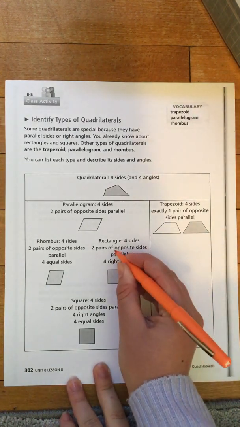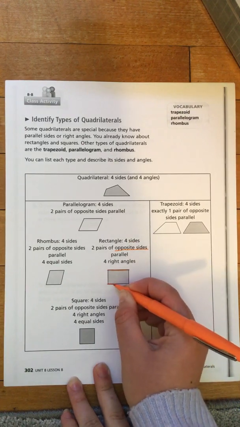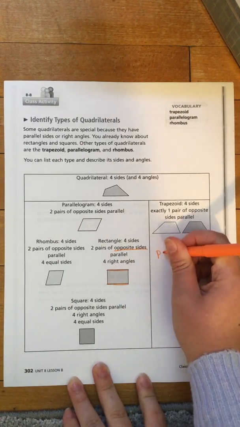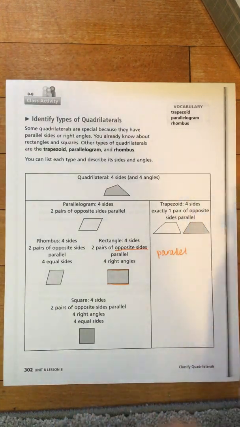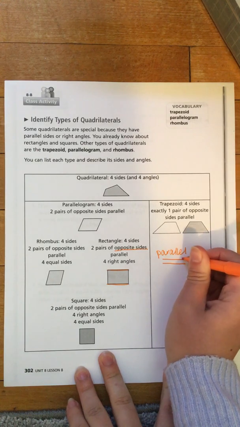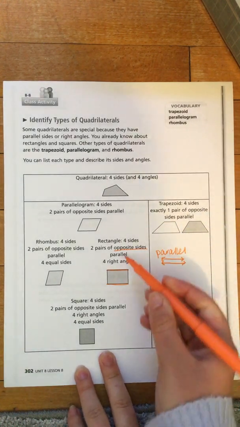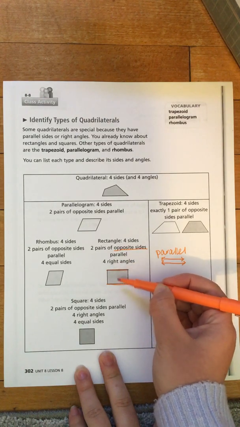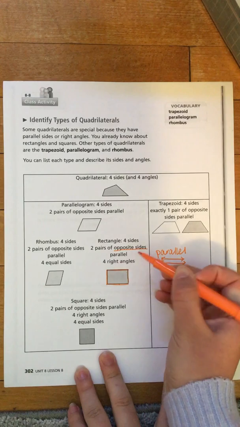What it means by opposite sides is that this side is parallel to this one. And remember, we learned the term for parallel. Parallel means that the lines will never run into each other. They're like some railroad tracks. They're always the same distance apart, never running into each other. So our opposite sides are parallel. This one's parallel with this one. This one is parallel with this one. And it has four right angles.